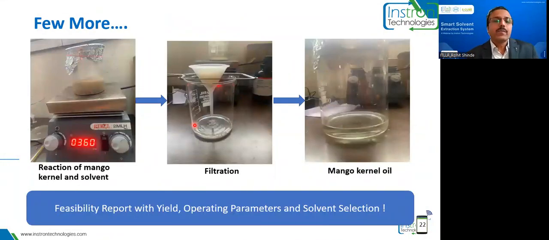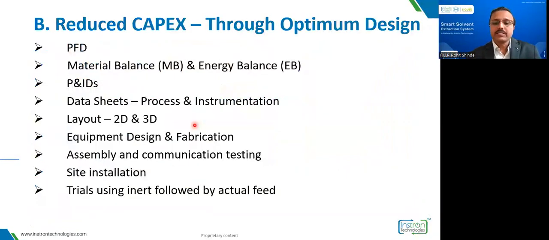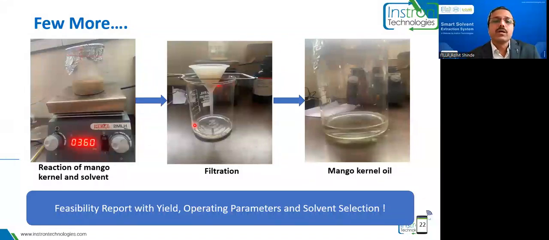Another example, similar to the lemon extraction, is mango kernel. We have extracted oil from the mango kernel, which is again a waste product, and which is used in various moisturizing products. We have completed all the package work on this and supplied this engineering package to one of our clients. Soon we are expecting the order for the extraction of mango kernel, with a plant capacity of around 500 kg per day.